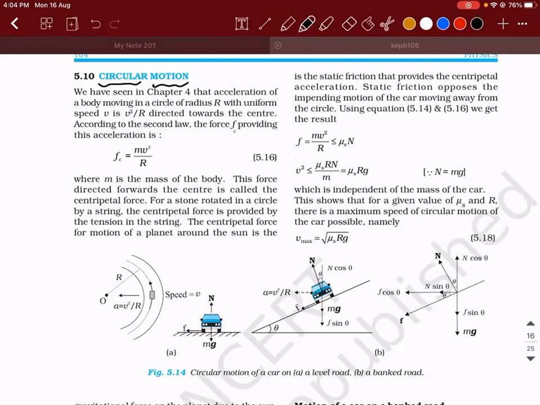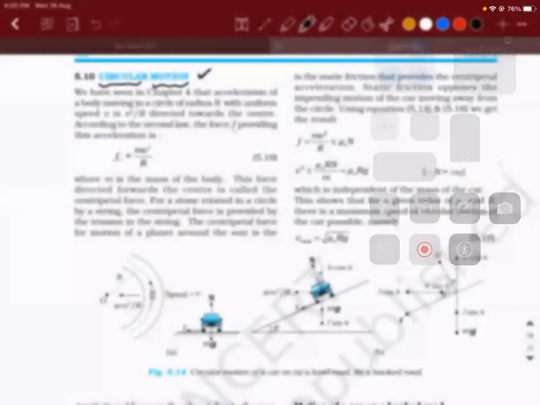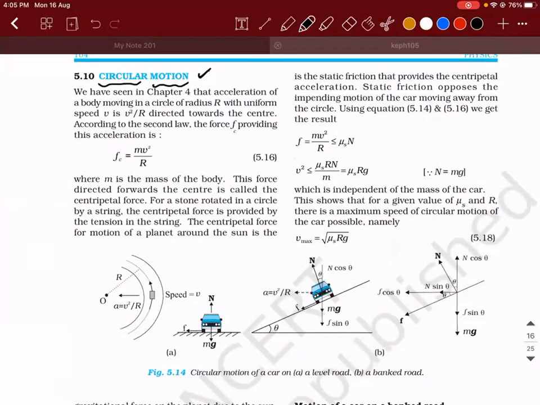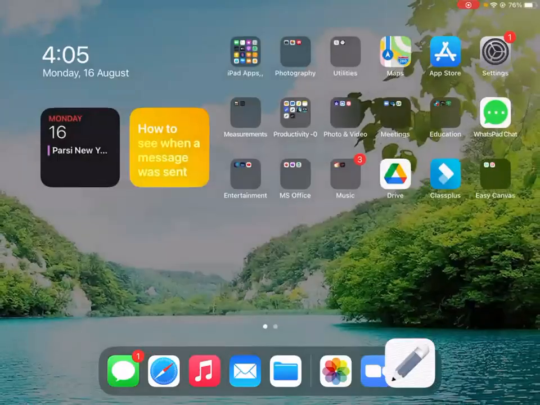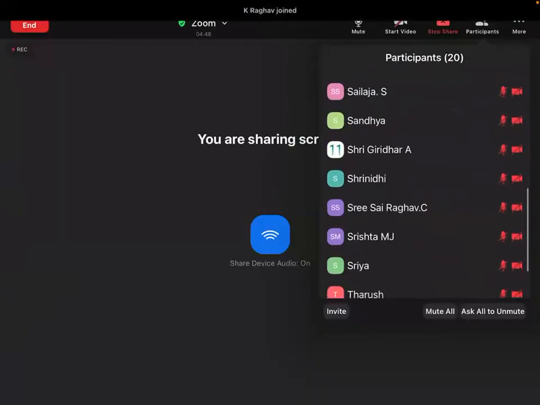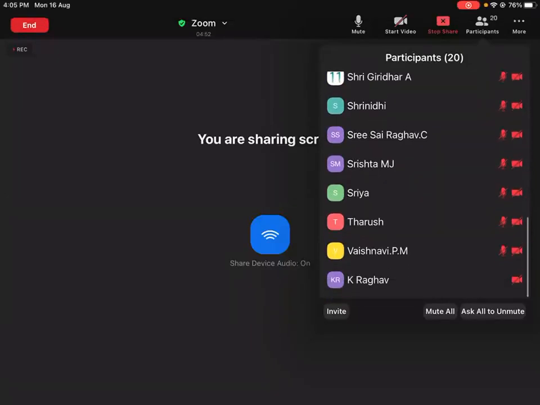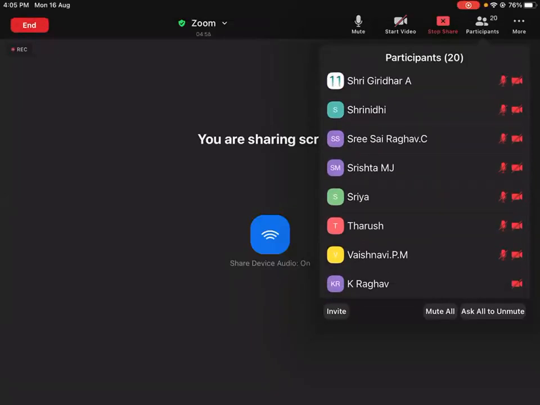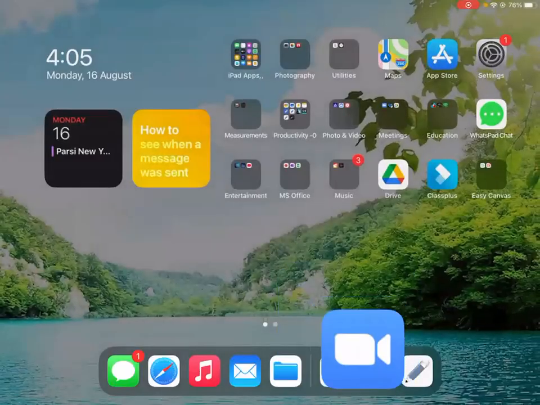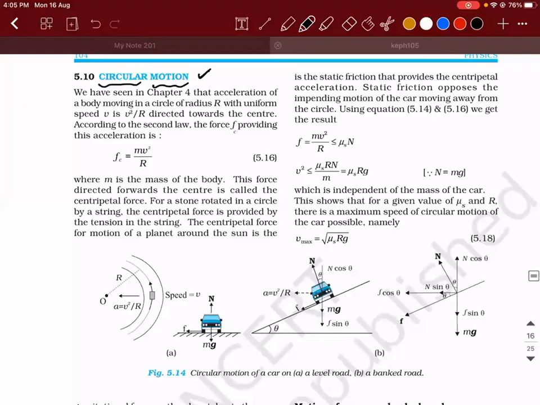Here we have already learned the concept of circular motion in the 4th chapter. Can you guys guess what this circular motion is going to be all about? Just one word, guys. If the class is interactive, I can share a lot of information with you. Whether it is right or wrong, please open your mouth and speak.